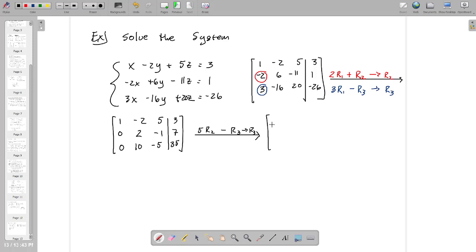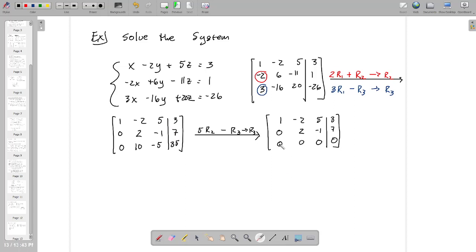Now again, row 1 didn't change, so we have 1, -2, 5, 3. Row 2 didn't change, so we have 0, 2, -1, 7. Row 3 changed. 5 times 0 is 0, 0 minus 0 is 0. 5 times 2 is 10, 10 minus 10 is 0. 5 times -1 is -5, -5 minus -5 is 0. 5 times 7 is 35, 35 minus 35 is 0.